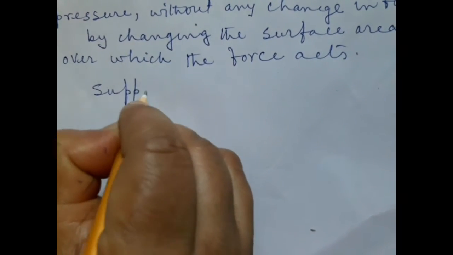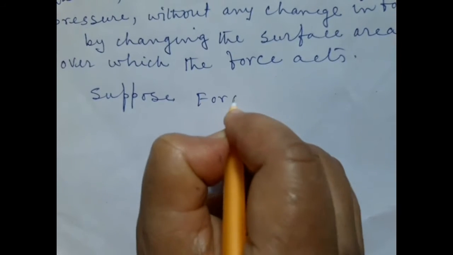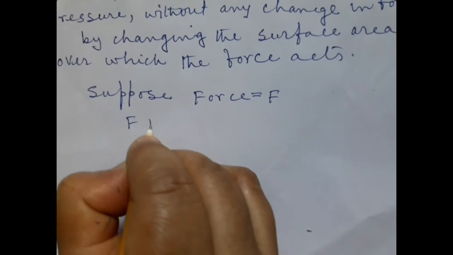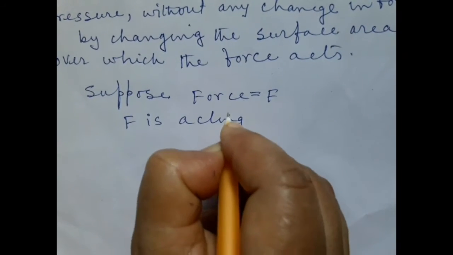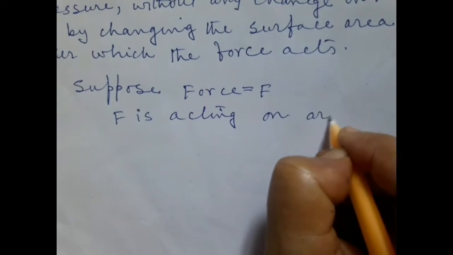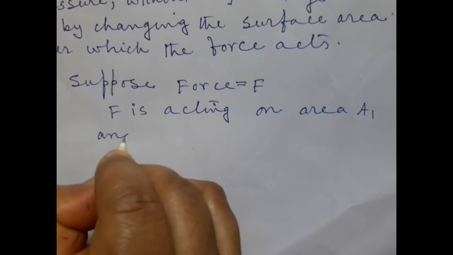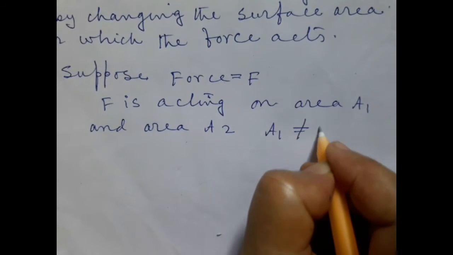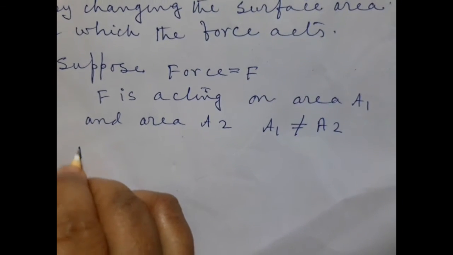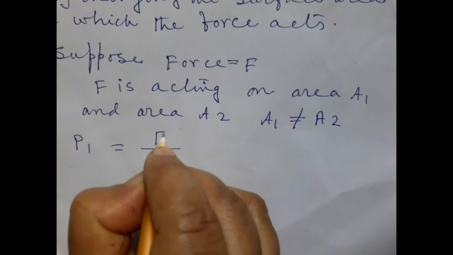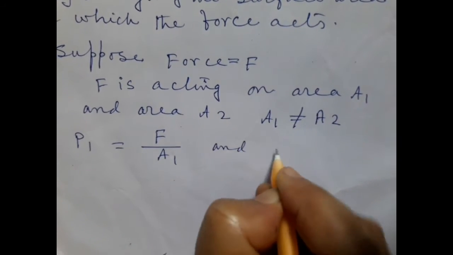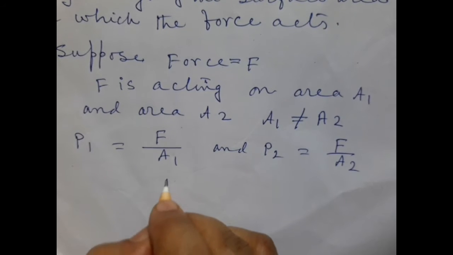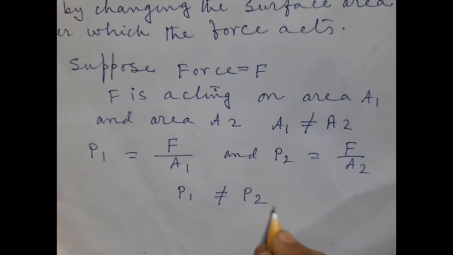Suppose force F is acting on area A1 and area A2, A1 not equal to A2. The pressure P1 equal to F by A1 and pressure P2 equal to F by A2, where P1 not equal to P2.